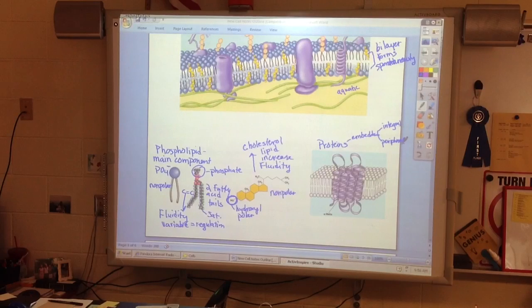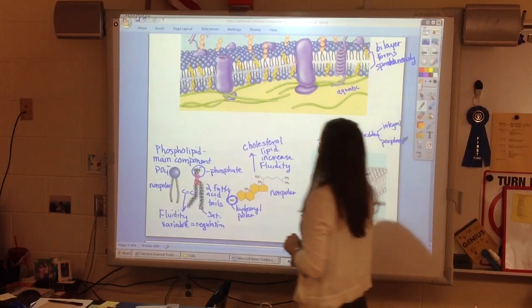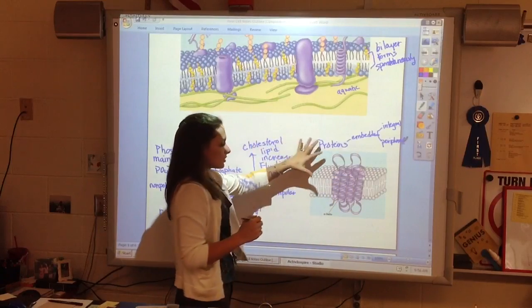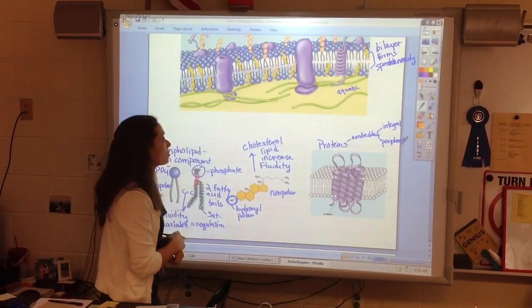If it's embedded into a cell membrane, we should really be able to identify what that means about the sequence of amino acids. And these proteins are going to have lots of functions that we'll look at in just a second.